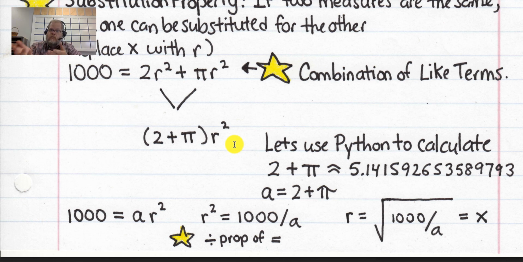Well, that also means the area of the garden. Now we can talk about another mathematical concept, combining like terms. R squared and r squared are like terms. So what does it mean to add 2r squared to pi r squared? Well, the question is, what does it mean to add 2 plus pi?